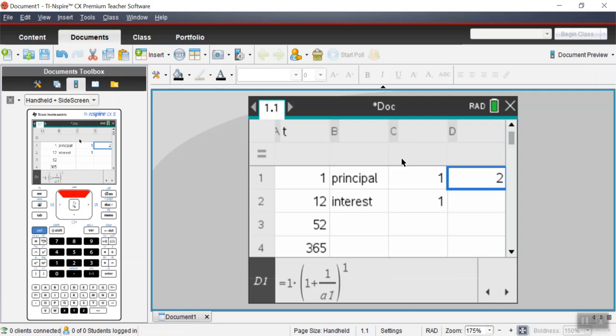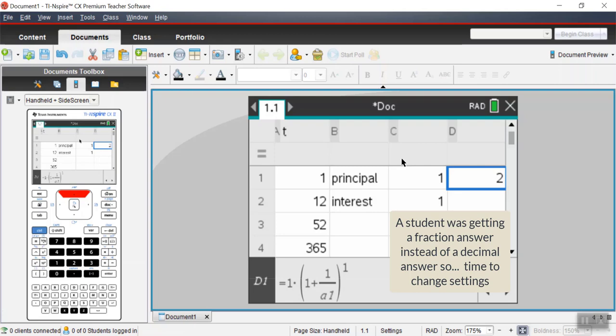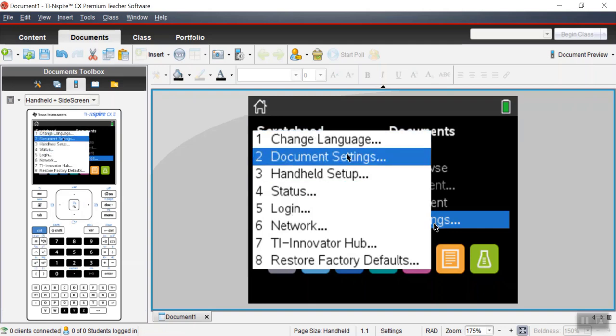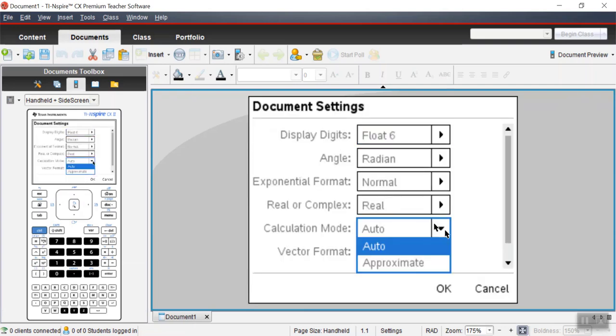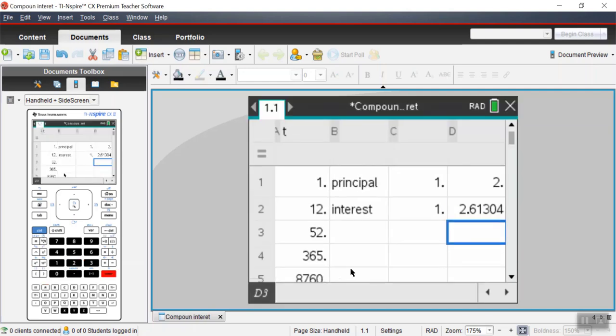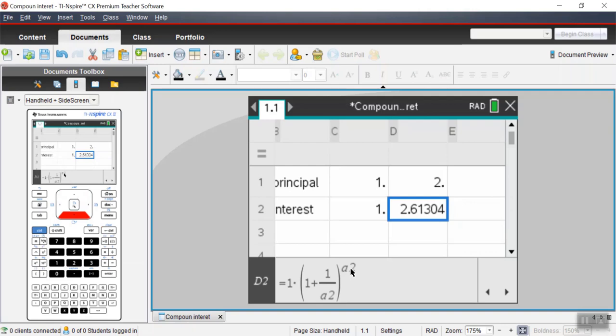I want you to now do it for the rest of the time periods. See what pattern emerges. I'll show you. It's in a document, in settings. Go to document settings, and then change the calculation mode to approximate. And that'll give you a decimal instead of a fraction. So hopefully you got 2.61 as your second answer.